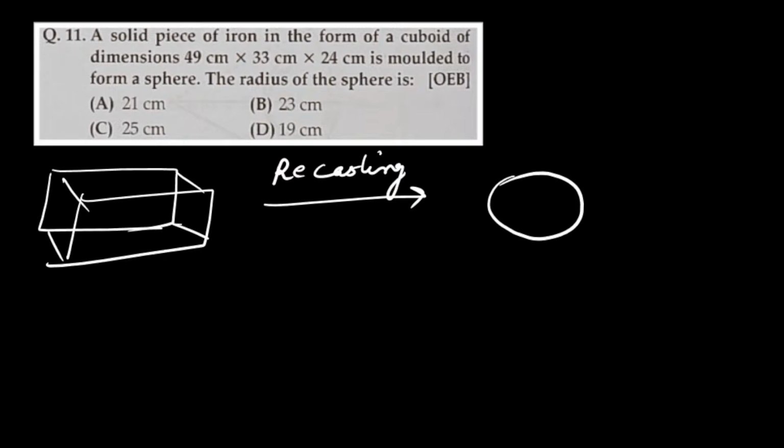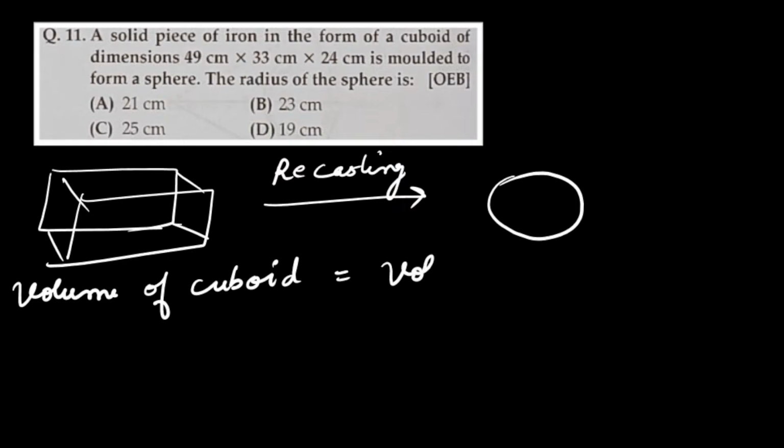Whenever we do recasting, which thing do we use? Yes, Matthew has given the answer: volume. You just equate the volume whenever recasting is involved. So the volume of the cuboid will be equal to the volume of the sphere. This is the sphere's volume and this is the cuboid.